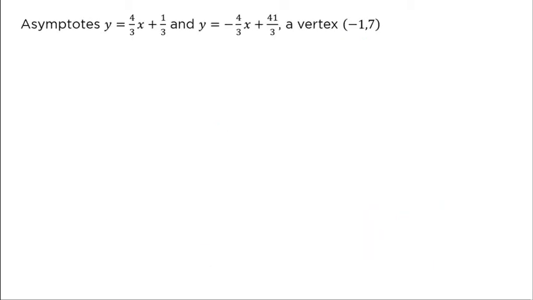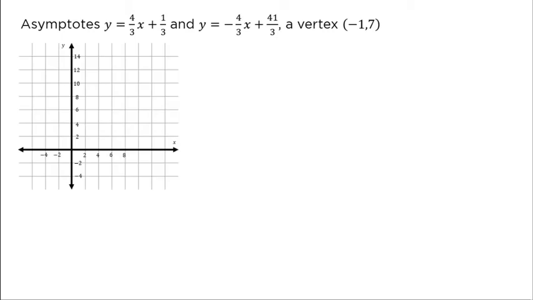For problem number 3, we are given the asymptotes y equal to 4/3 x plus 1/3 and y equal to -4/3 x plus 41/3, and a vertex (-1, 7). So we will do the same thing. First, we will plot the given point here and the lines. So suppose this is our xy plane.